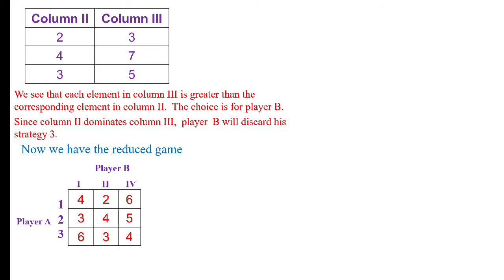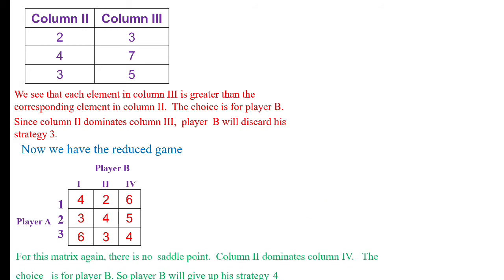Now we will check again the principles of dominance, till we are getting a 2 by 2 order of the matrix. In this matrix again there is no saddle point. Column 2 dominates column 4. You can consider any column. A few columns I have considered.